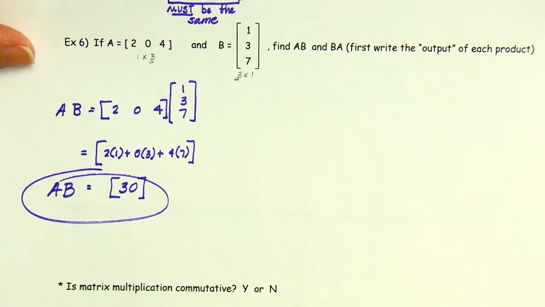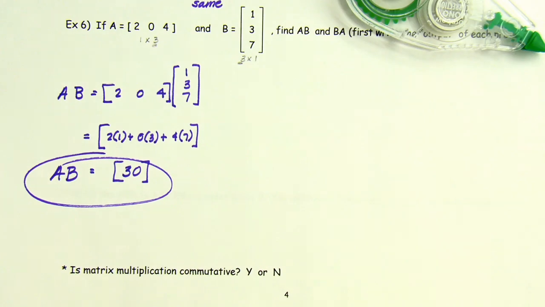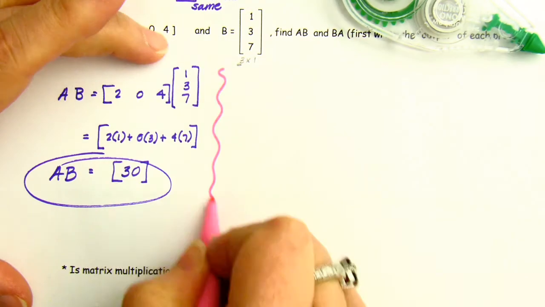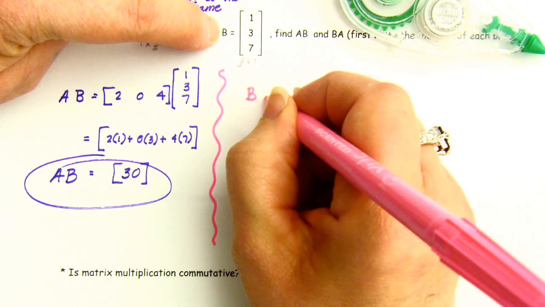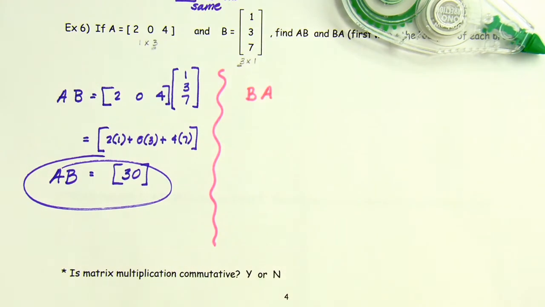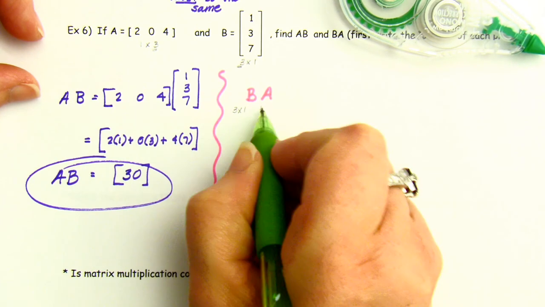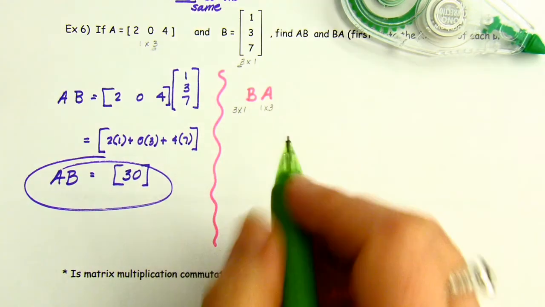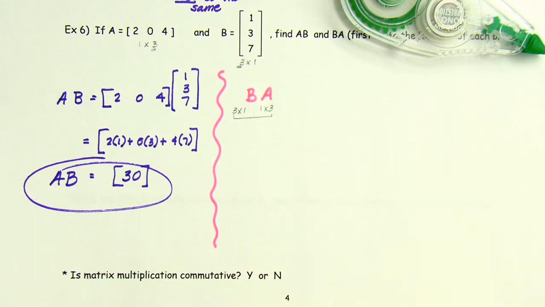All right, now let's take a look at B times A with a different color. Well, B is a 3 by 1, and A is a 1 by 3. Folks, I can multiply this. I'm going to end up with a 3 by 3. I know it doesn't seem possible, but we are going to end up with a 3 by 3.